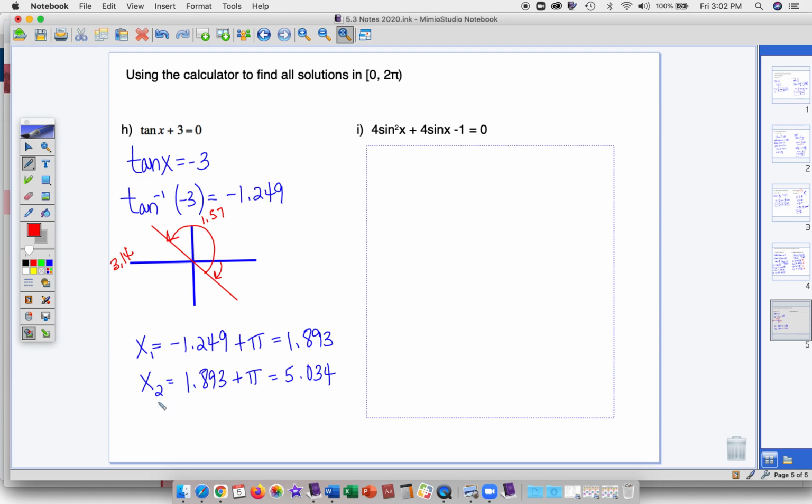Okay, the second solution. I can just add pi again. Come back around to my quadrant 4 answer. So on my computer, I'm not clearing my display at all. All I'm doing, I took the tangent inverse of negative 3, I added pi, got that angle, and added pi again. So I'm not doing any rounding. I'm getting accurate answers. And 5.034 makes sense, right? That's definitely in quadrant 4.